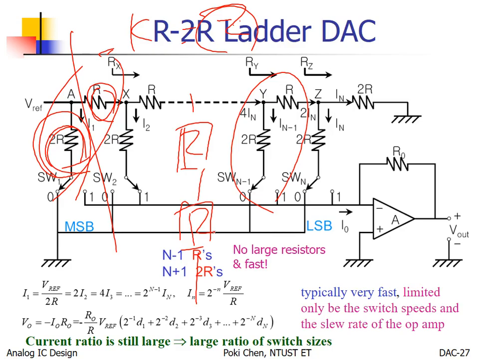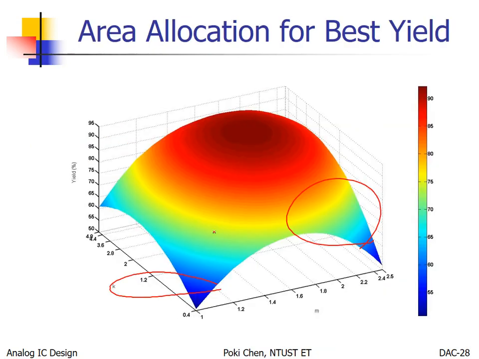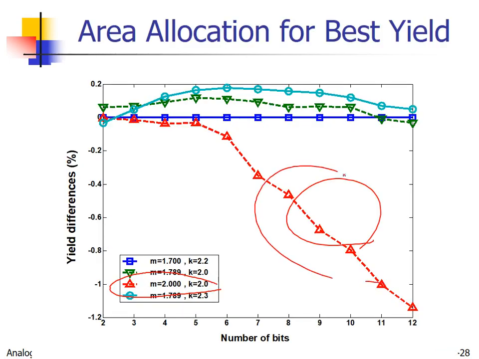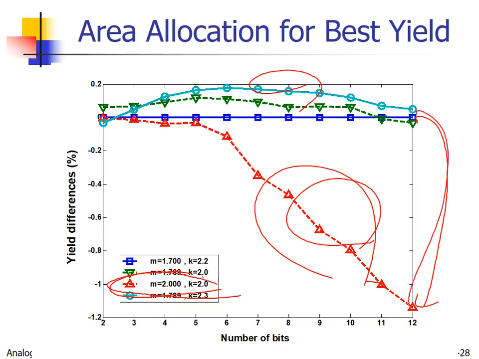K equals 2. Okay? So finally, even though this is not the best, it is the easiest for you to do your layout. M and K are both 2. That is the easiest case. And how much is the difference? Not much, you can see. For the maximum, in theory, what is the difference? About 1%.